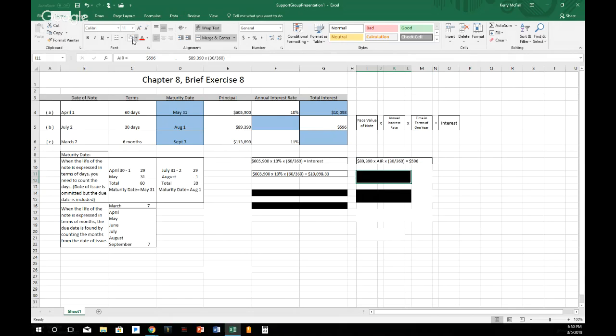As we figure this, to get the annual interest rate by itself, we need to divide this 596 by these other two amounts, the $89,390 times the 30 over 360. As we plug that in and get the answer, we get our annual interest rate of 0.08, or in this case, 8%.